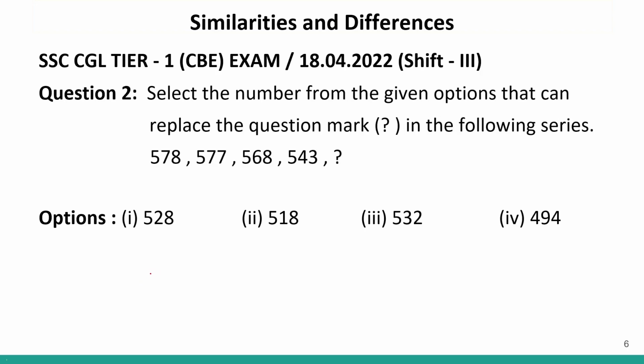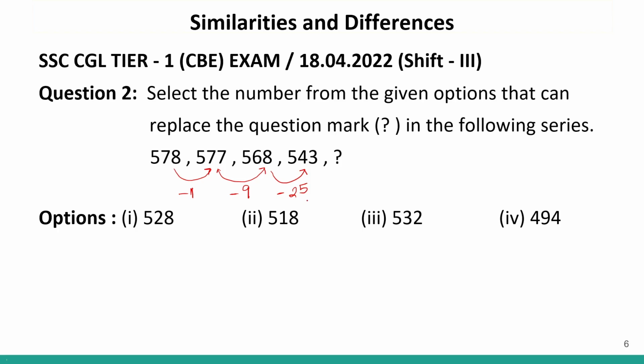Okay, now let us look at this question. Over here, 578 to 577, we have a decrement of 1. 577 to 568. So if you look at this, I can say that we have decreased it by 9. Then 568 to 543. I can say that I have decreased it by 25.